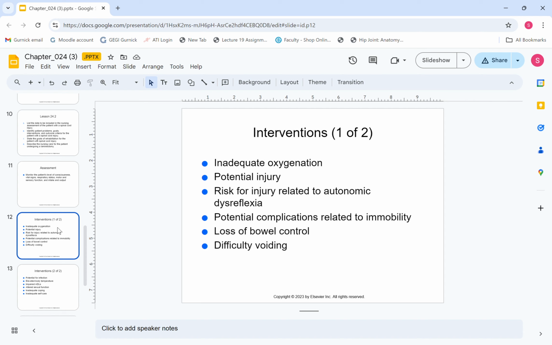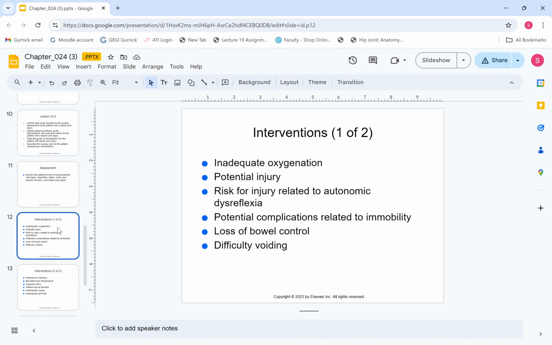All right, potential for injury. That could be anything, right? That could be injury from autonomic dysreflexia. That could be injury from a bed sore. That could be injury from not getting enough oxygen, right? Almost everywhere you could have an injury. All right, risk for injury related to the autonomic dysreflexia. Once again, that could be dangerously high blood pressure, dangerously high heart rate, causing an injury like a heart attack, like a stroke, like heart failure.